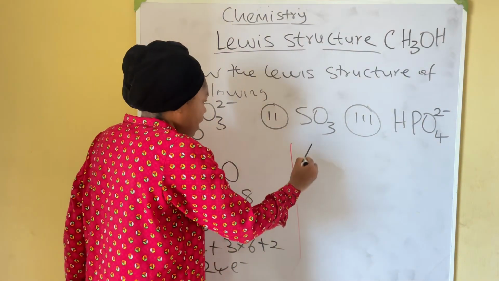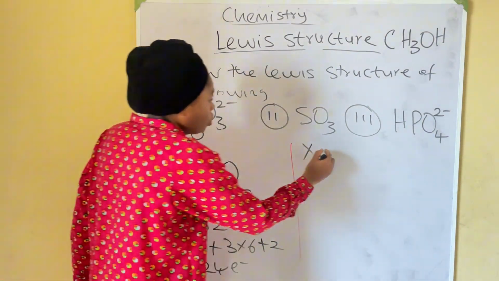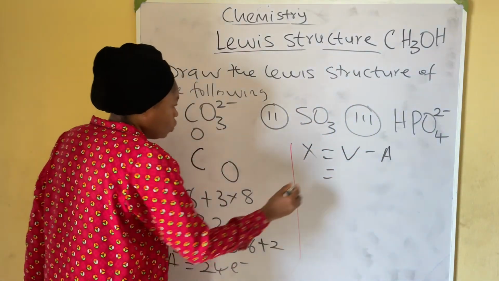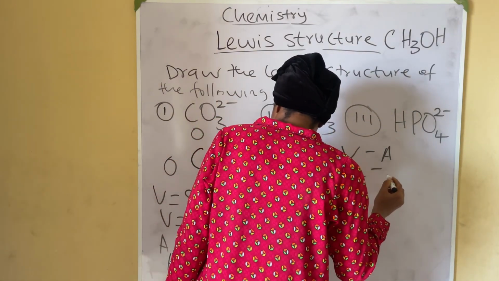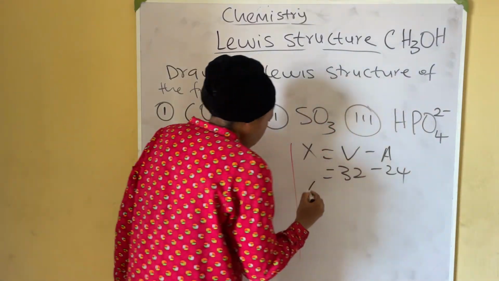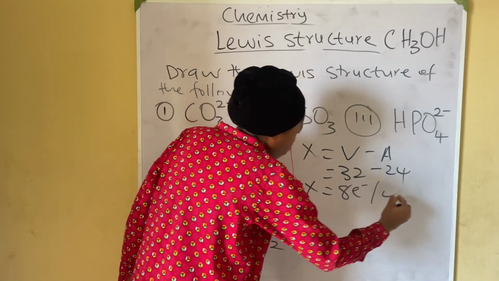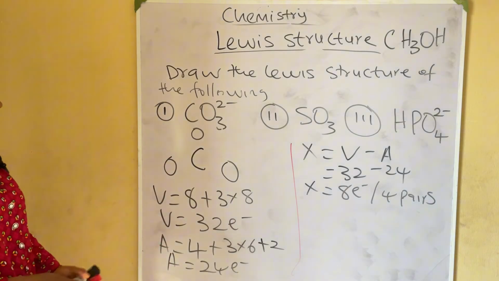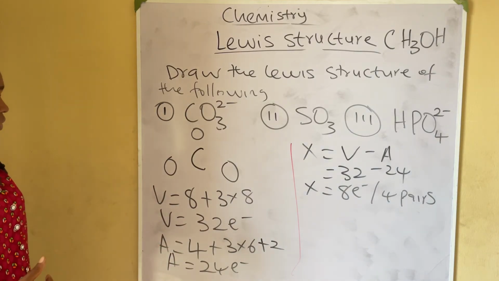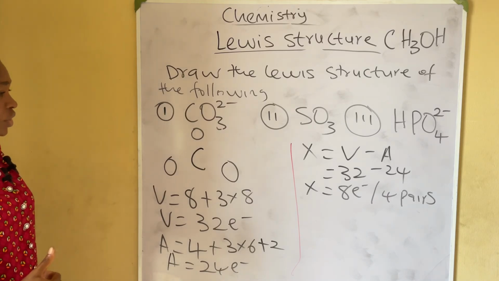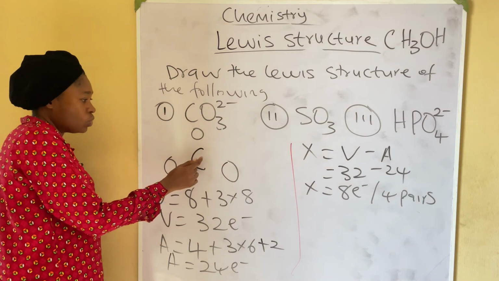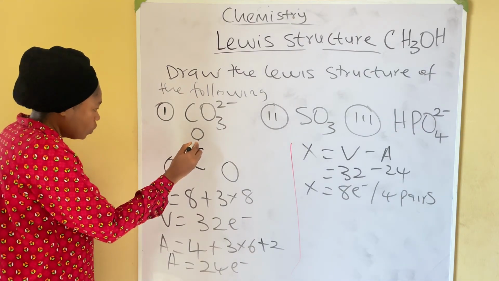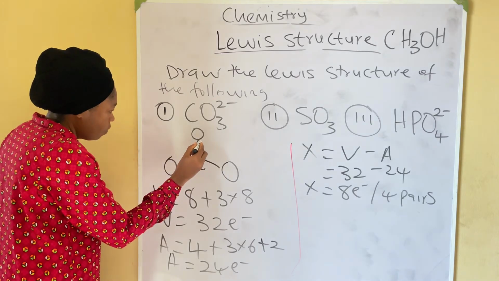What about X, the electrons shared? Remember, you use the relationship V minus A. What's our V? 32. 32 minus 24, so X is 8 electrons, or 4 pairs. 4 pairs of electrons shared. So it means you're going to share 4 pairs of electrons with the central carbon. That's what it means. Okay, let's put a sign: 1, 2, 3, 4.